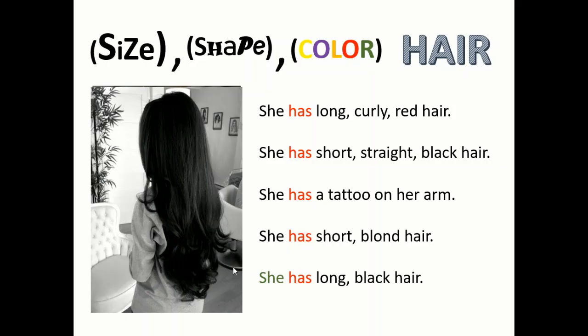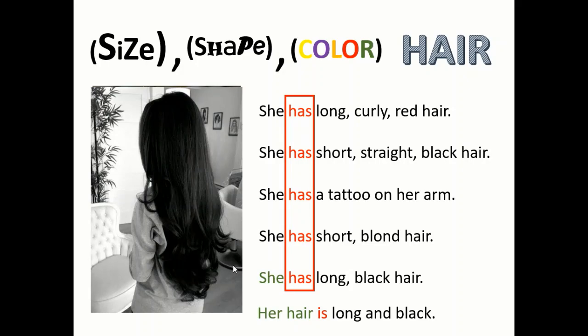As you can see, the verb we are using here is the verb to have, tener. Conjugated for the person she, we will have has. And that is because we are talking about the hair. Although there is another way to express it also. We could say her hair is long and black. Is because we are no longer talking about the hair, but about the woman's hair. Her hair. That is the subject.